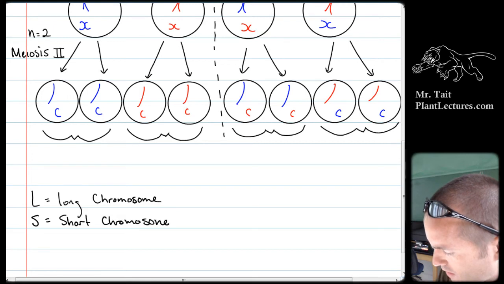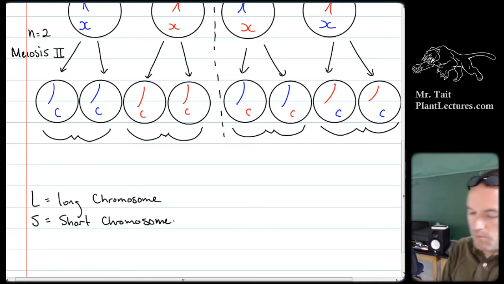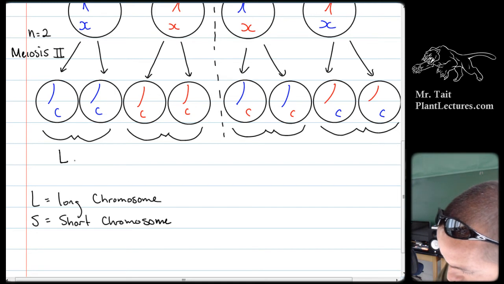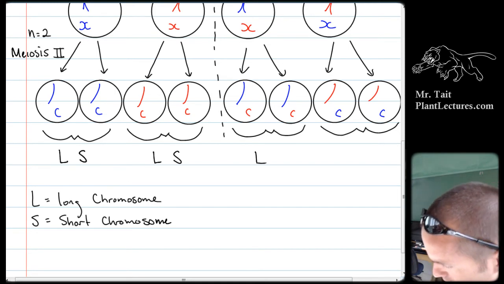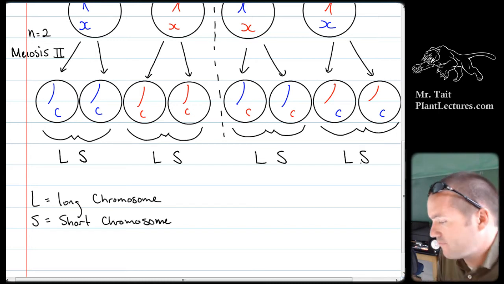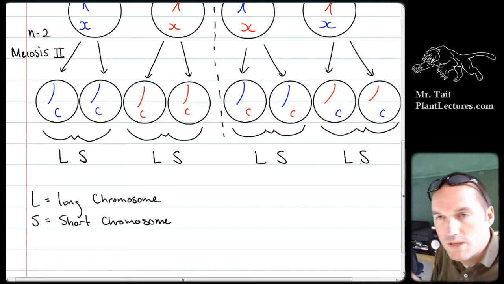And so you know that in order for this to be able to live, it needs to have one S and one L, at least. So we'd say that this is L and S, this is L and S, this is L and S, and this is L and S. So they all have one long and one short, right? But now we need to denote which ones they have.